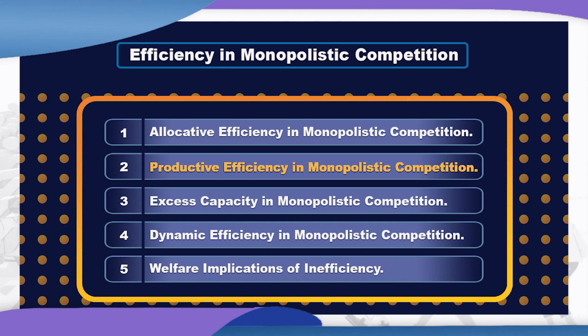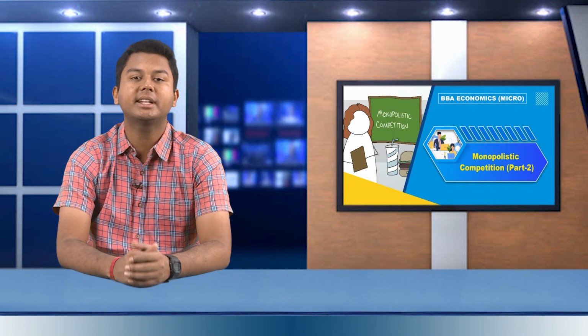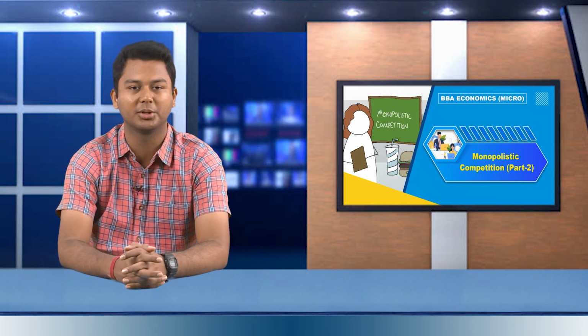Now let us move to productive efficiency in monopolistic competition. Productive efficiency is achieved when firms produce at the lowest point on their average total cost curve. This minimizes the cost of production for each unit. This ensures that resources are not wasted and that firms are as efficient as possible in using inputs to produce a given output.